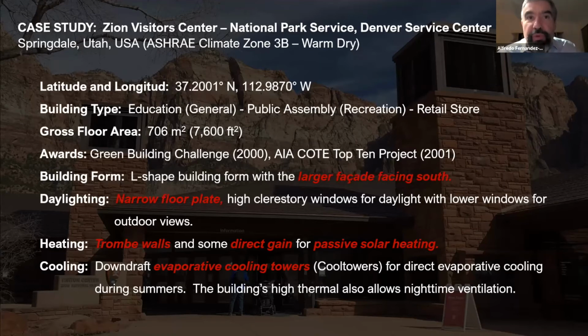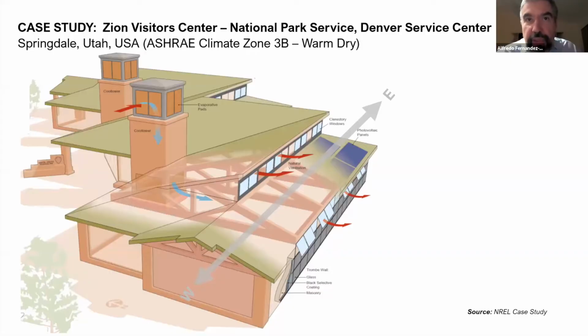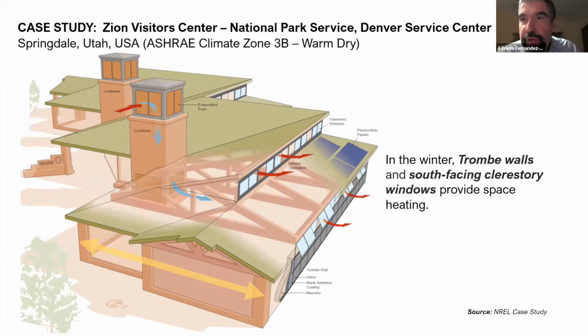Here's a diagram of the building. We can see that the form is elongated along the east-west axis, much like in the cold climate. And a narrow floor plate permits the appropriate distribution of daylighting and successful ventilation. And in the wintertime, the Trombe walls on the south side and the high clerestory windows provide the space heating.